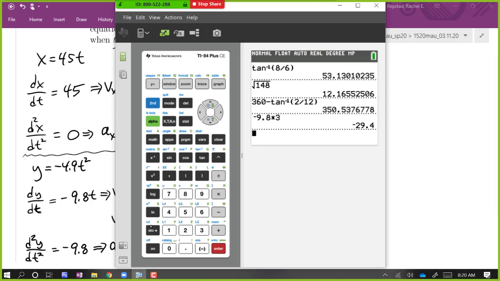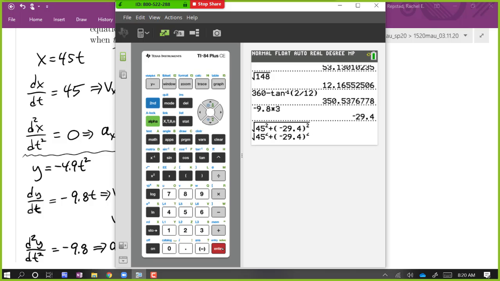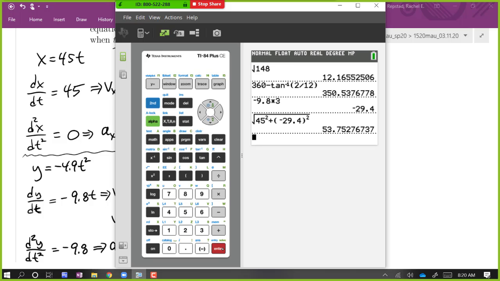Throwing that in the calculator gives us... Be really careful if you have negative components, the calculator is a stickler for the order of operations. So if I'm plugging in negative 29.4, I've got to put it in parentheses and then square it. Otherwise, it will subtract it inside the radical. We get 53.75.